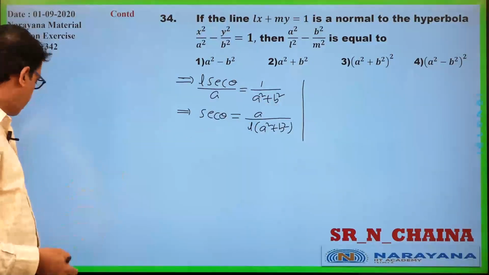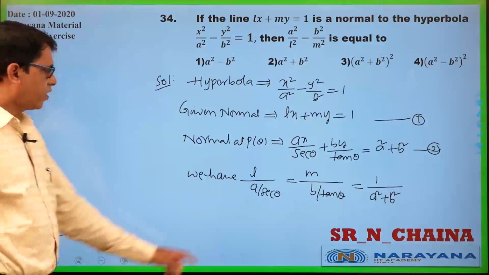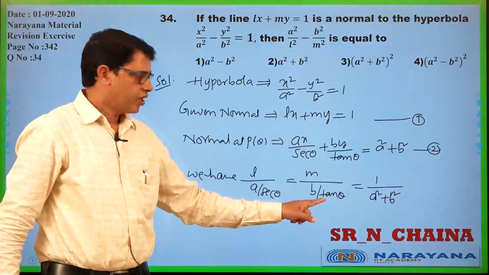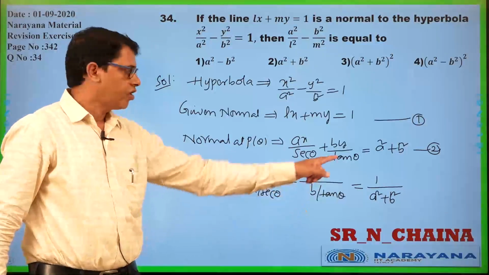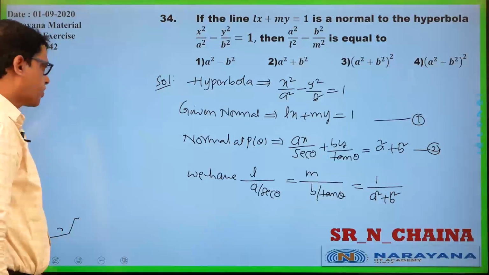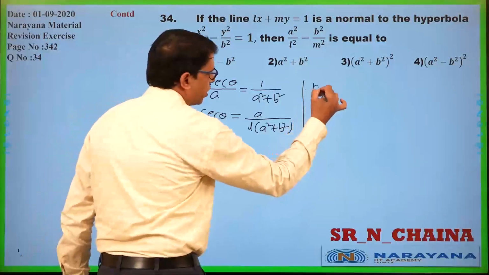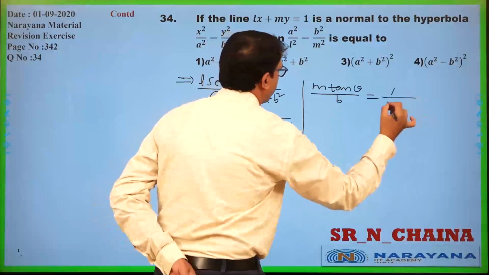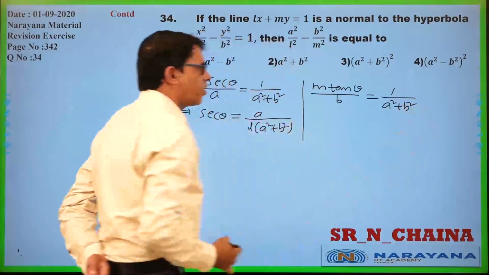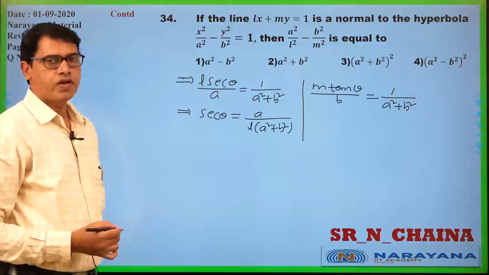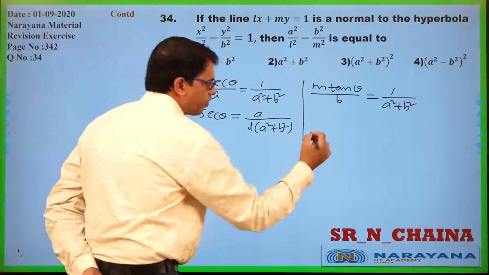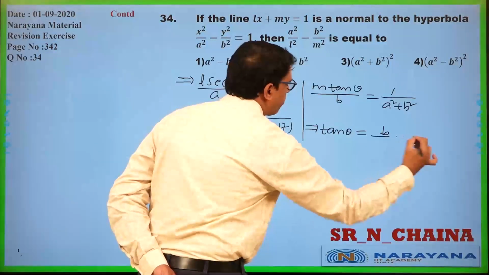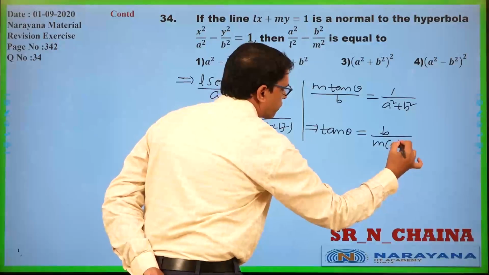Similarly, equate the second one and the third one. What do we get? M into tan theta upon B equals 1 upon a square plus b square. From this one, write the value of tan theta. So, tan theta equals B upon M into a square plus b square.